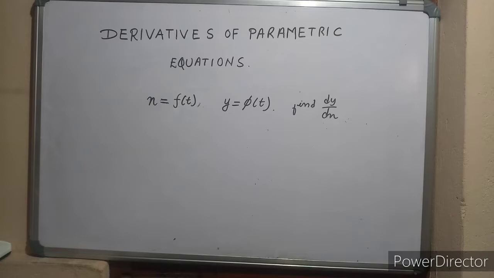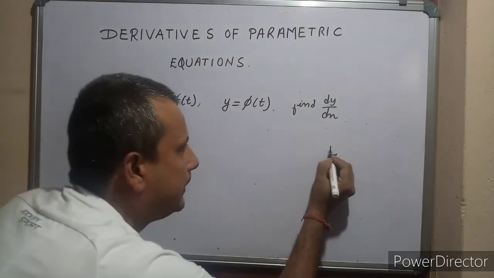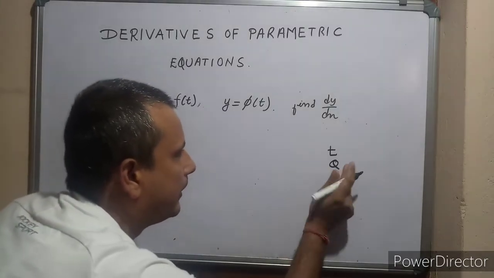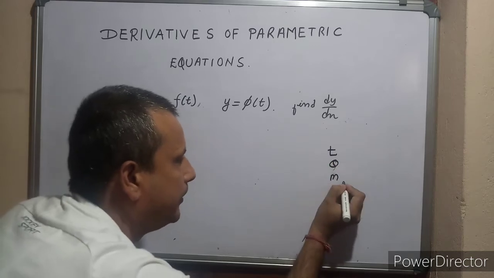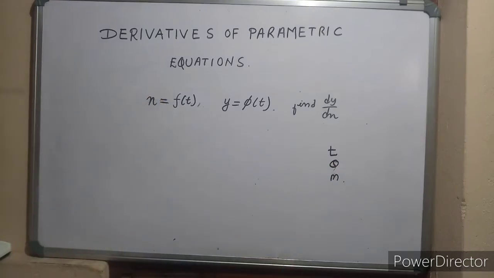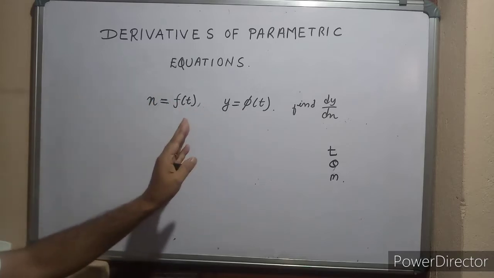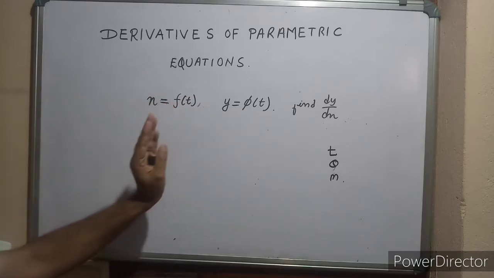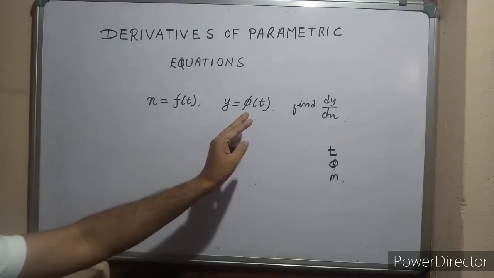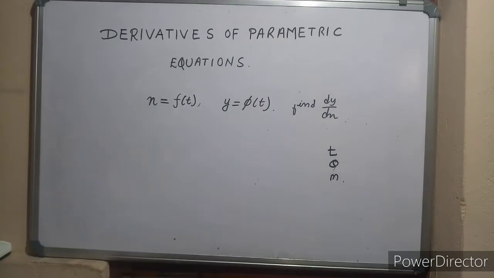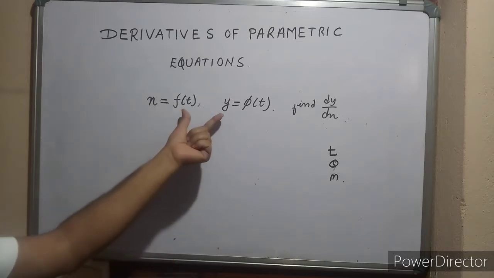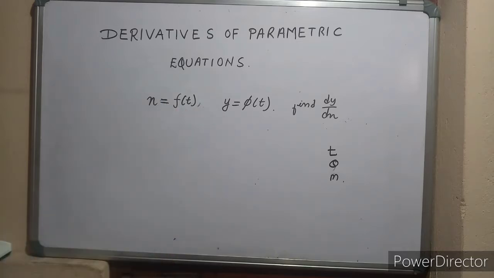The parameter may be not only t, but also theta, and you will get different forms of parameter in mathematics. When you get this kind of equation, x as some function of t and y as some function of t, and you are asked to find dy by dx, then you have to differentiate the given functions with respect to t.